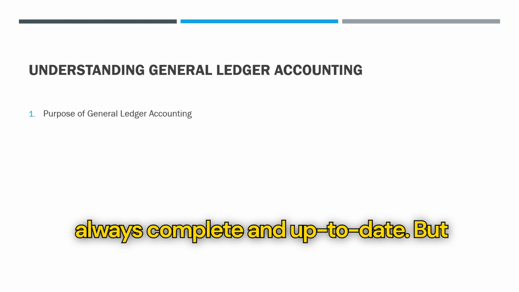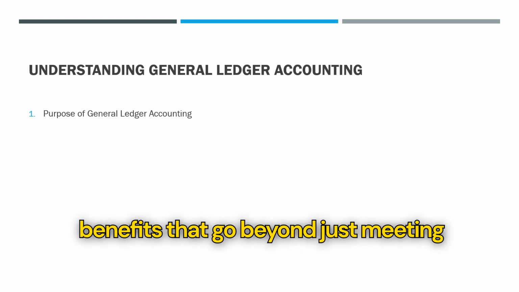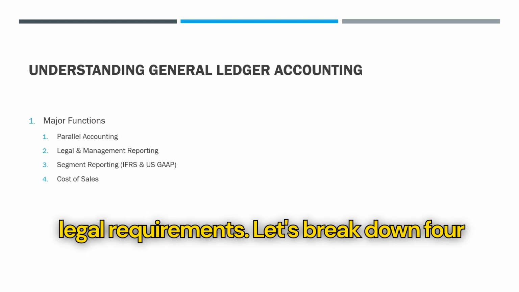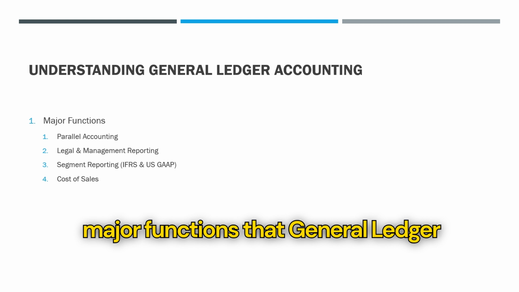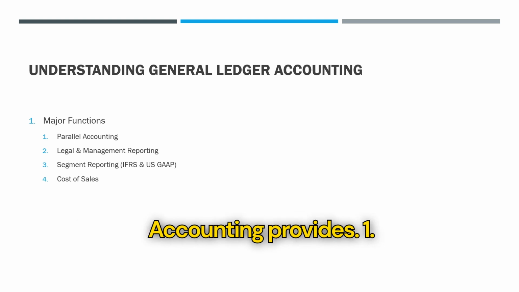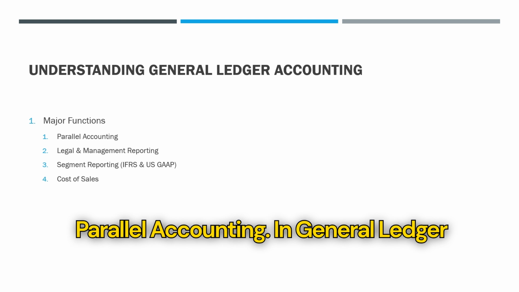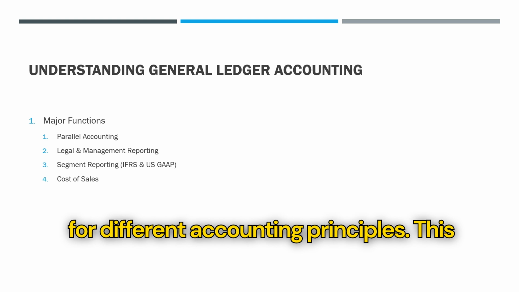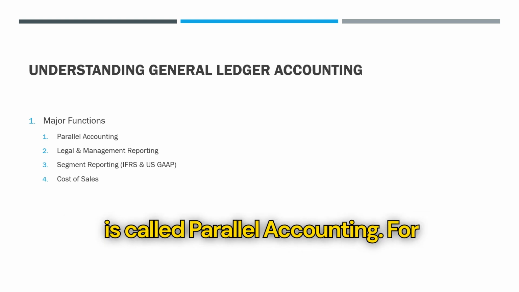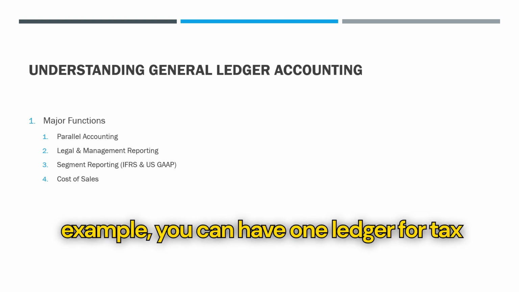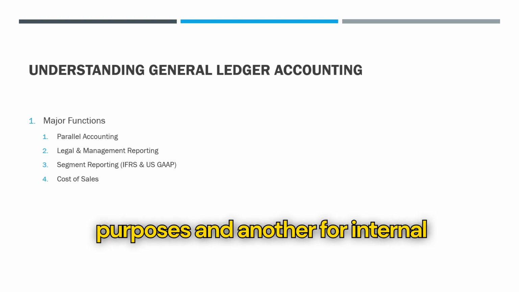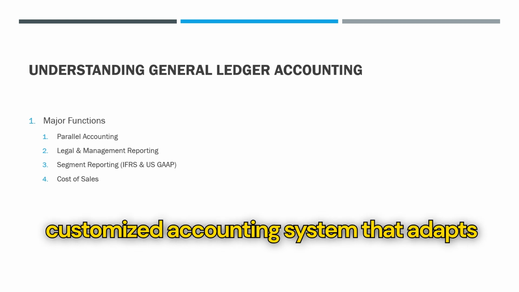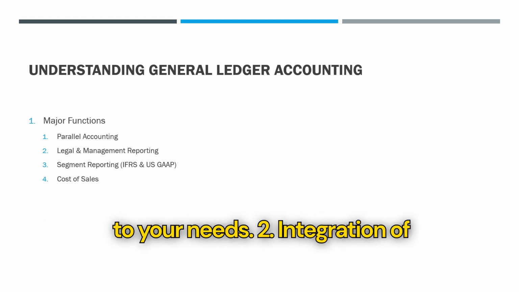and up-to-date. But that's not all. There are some key benefits that go beyond just meeting legal requirements. Let's break down 4 major functions that General Ledger Accounting provides. 1. Parallel accounting. In General Ledger Accounting, you can run multiple ledgers for different accounting principles. This is called parallel accounting. For example, you can have one ledger for tax purposes and another for internal management reporting. It's like having a customized accounting system that adapts to your needs.